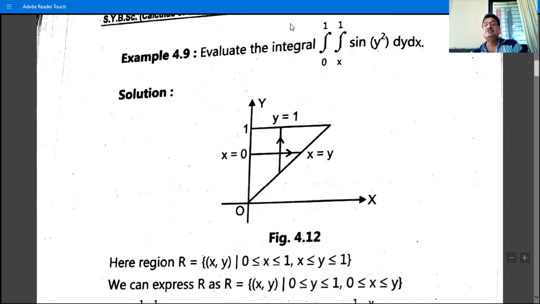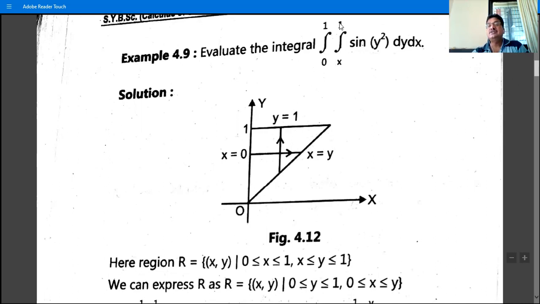So first draw the figure. How can we draw the figure? We can draw it by using the limits of the integration. This x to 1 is the limit on y, that is y is equal to x. So draw the line y is equal to x, or x is equal to y, that divides the first and third quadrant into two equal parts. The y is equal to x line.